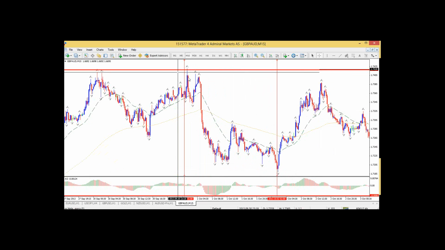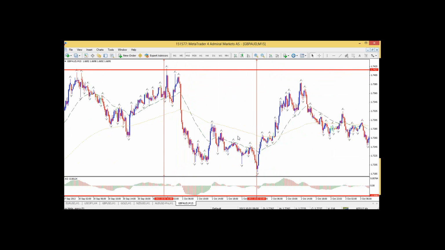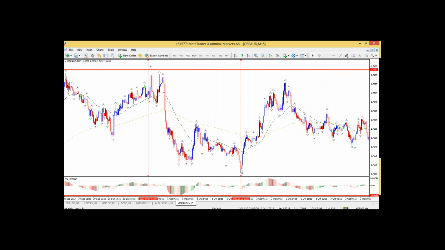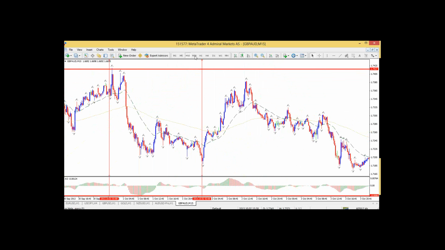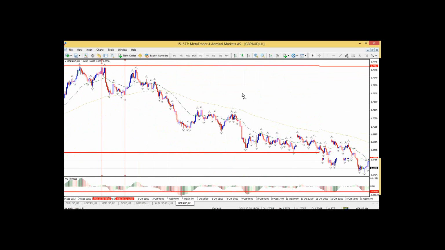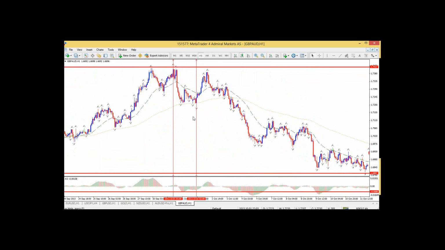This 5 wave, so what do we have here? Impulse, correction, impulse, correction, impulse, making a 1, 2, 3, 4, 5 on the 15-minute chart. This 5-wave structure could be a wave 1 on the 1-hour chart, and this up move could be a wave 2. And if we look at the 1-hour chart, it is so.